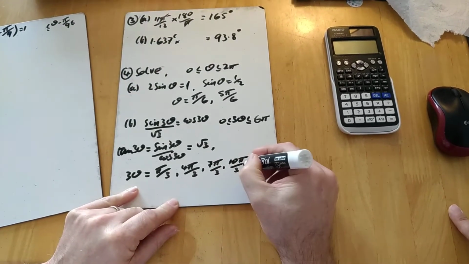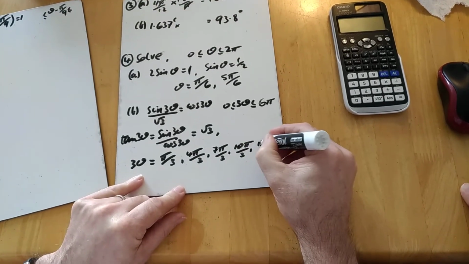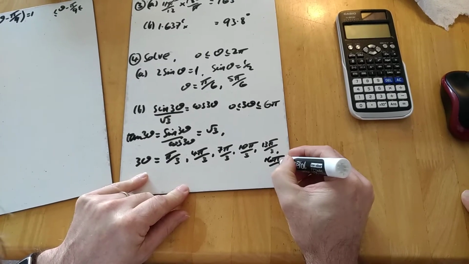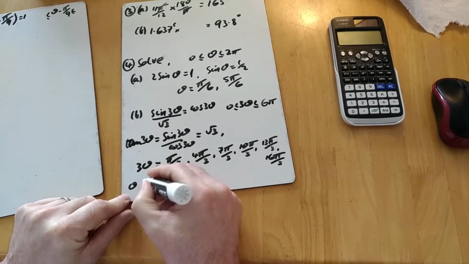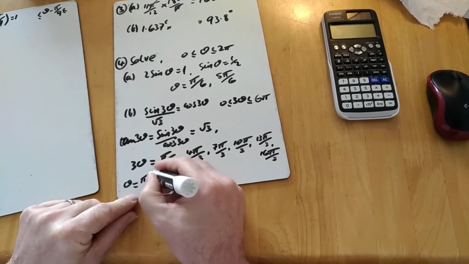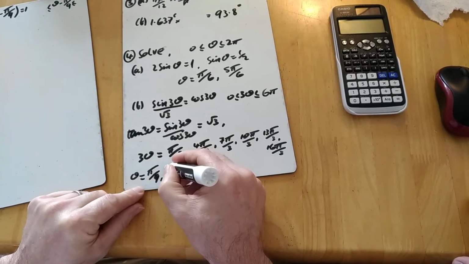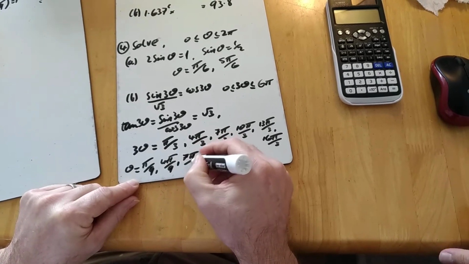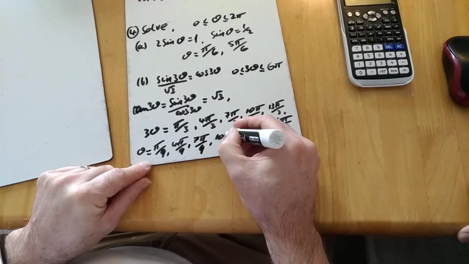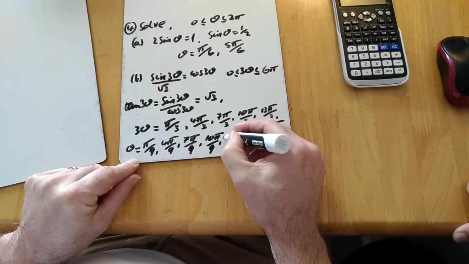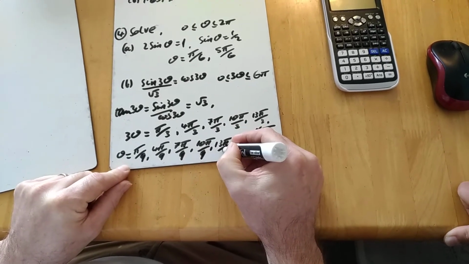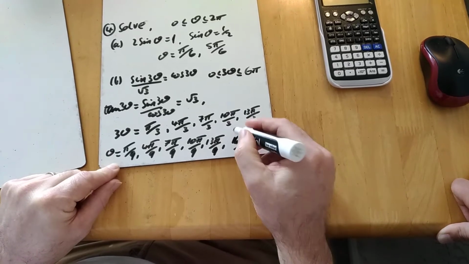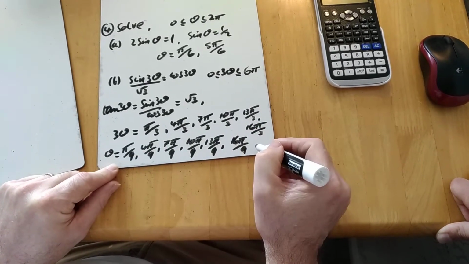10 pi over 3, running out of space, 13 pi over 3, and squeeze it on, 16 pi over 3. And divide everything by 3 to get theta now. Pi over 9, one answer. 4 pi over 9, fine. 7 pi over 9. 10 pi over 9. 13 pi over 9, and squeeze it all in perfectly, 16 pi over 9, and that's still in that 0 to 2 pi range.